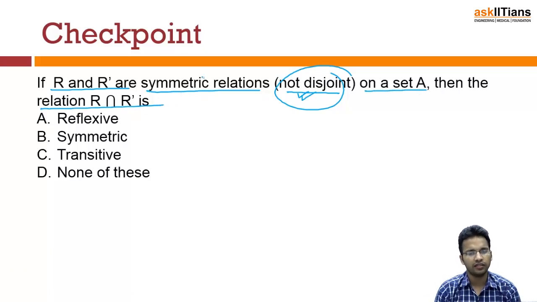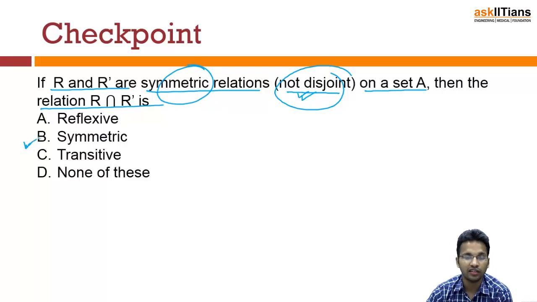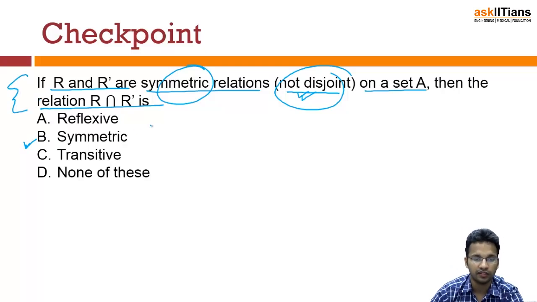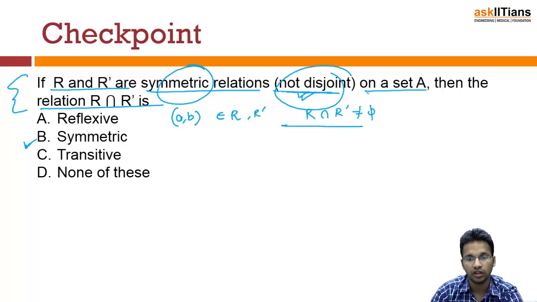So again, it's very easy. One can easily just have a guess that it's symmetric. The most probable answer will be this. Although the answer is this, we need to understand why the answer will be this, because this might come for transitive or maybe reflexive also. Now these are not disjoint. So basically it means that there is one element which is common to both R and R dash. Basically R intersection R dash is not equal to the empty set. That's what it means, not disjoint, okay.